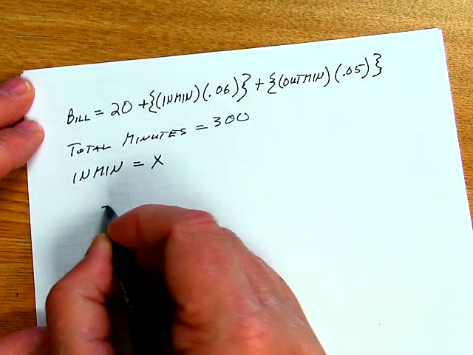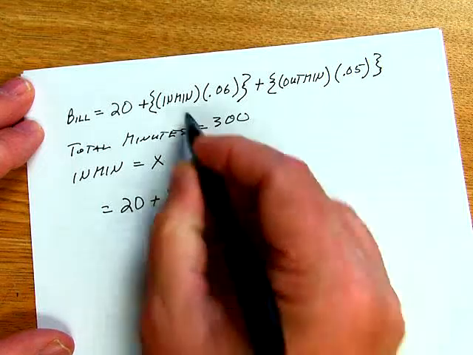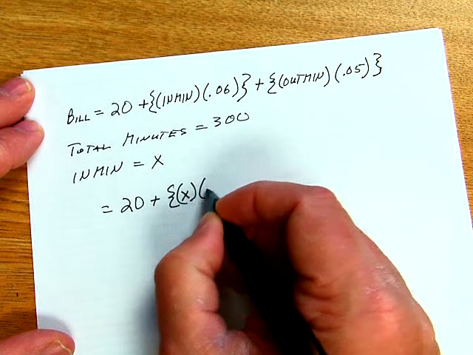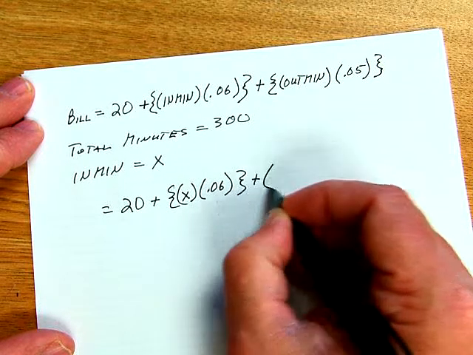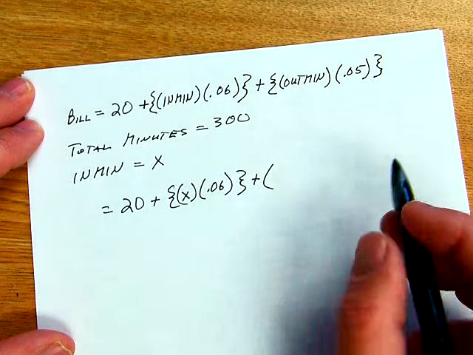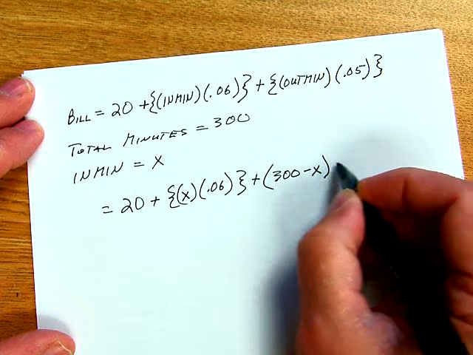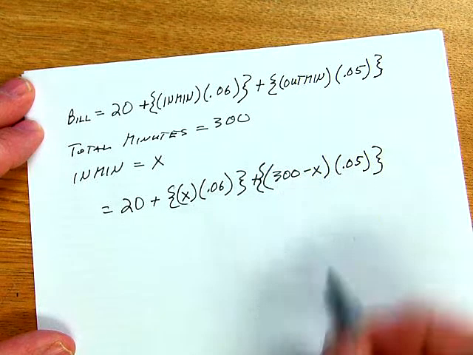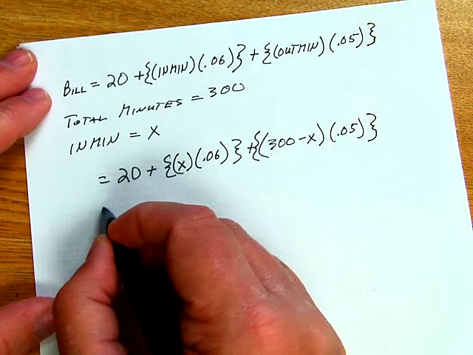I'm going to say equals 20, plus my in-state minutes are X, and I'm going to multiply that times 0.06. My out-of-state minutes, I know I have 300 total minutes, and in-state minutes are X, so my out-of-state minutes are 300 minus X, times that 5 cents a minute. And get the parentheses in there correctly. Alright, now I can just do the calculation.